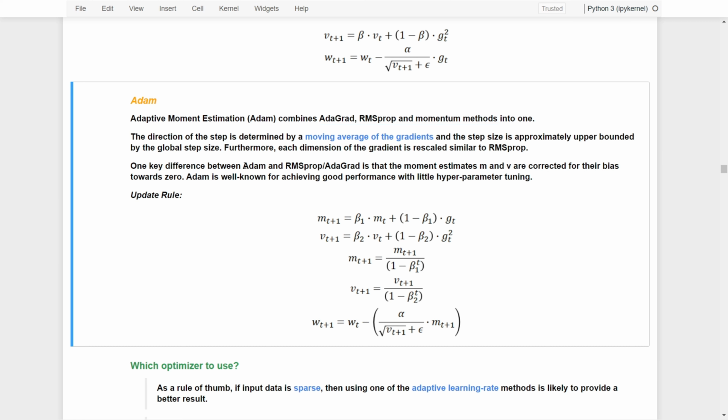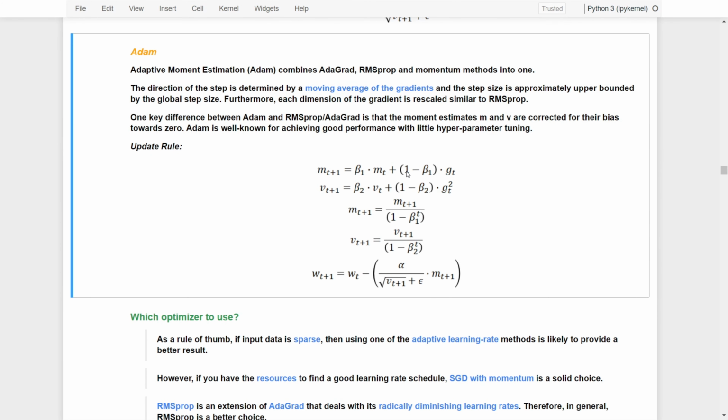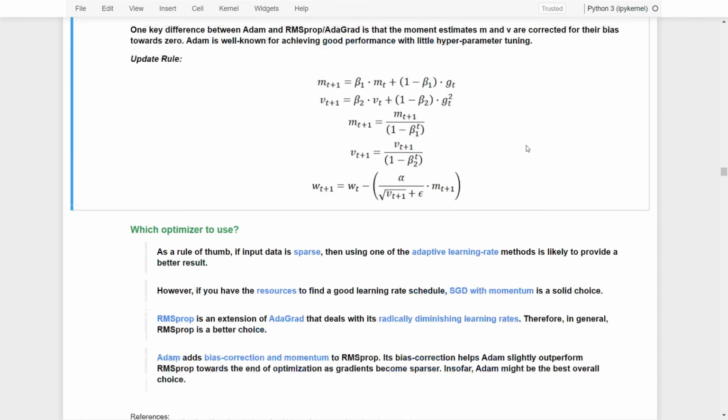One key difference between Adam and RMSprop or Adagrad is that the moment estimates m and v are corrected for bias towards 0. Therefore, Adam is very well known for achieving good performance with very little hyperparameter tuning. If you compare Adam to RMSprop, you can see that there are beta 1 and beta 2 instead of just one beta, because moment estimates are introduced in Adam. That is used to correct the bias towards 0. And that means it's much easier for it to achieve good performance without tuning the hyperparameters so much.